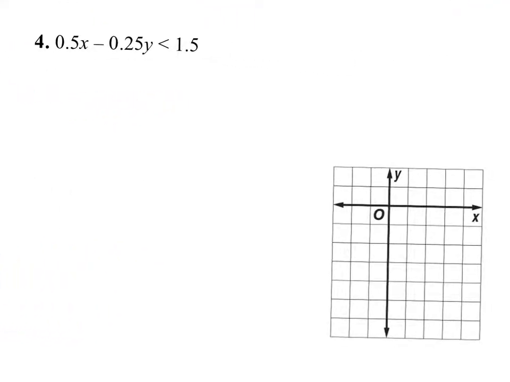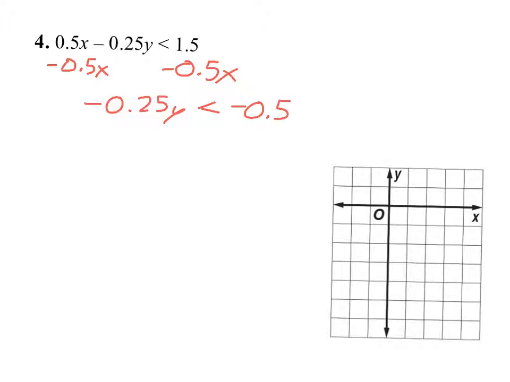Number 4 has some decimals. So first thing we have to do is get y by itself. This needs to move to the other side. Negative 0.25y is less than negative 0.5x plus 1.5. Right, now we have to divide everything by negative 0.25.